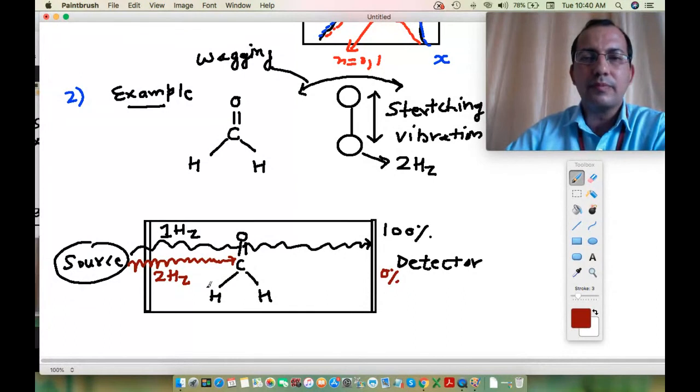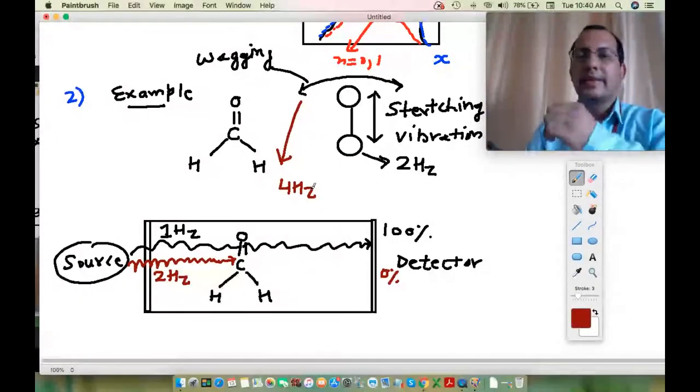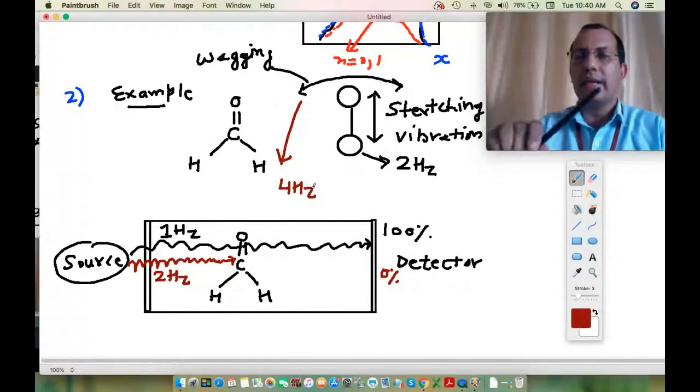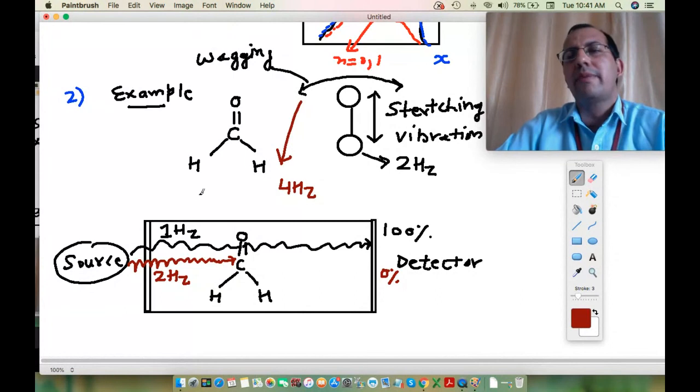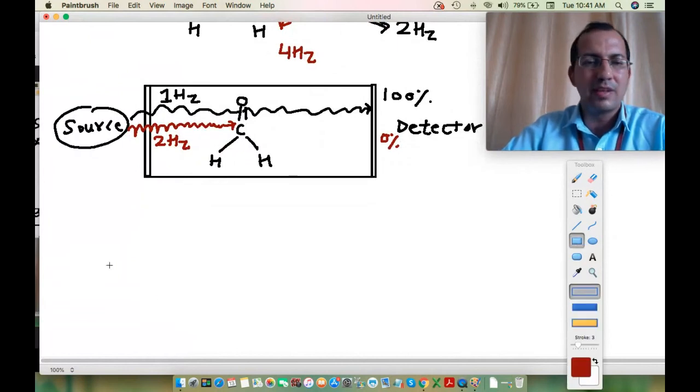Now let's say the wagging frequency is 4 hertz. If you have vibrations like this one, it is 2 hertz, and it absorbs the energy at 2 hertz. But if it is wagging like this one, it gives you energy which can be absorbed at 4 hertz. Sometimes molecules don't absorb the energy completely, they absorb partial energy. Can we try to make a graph of this?